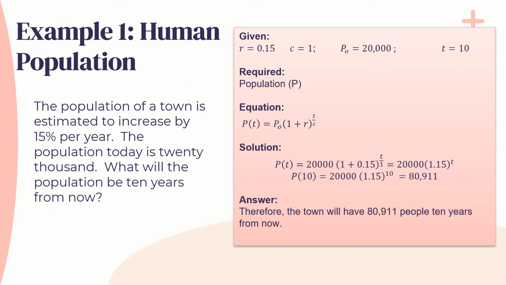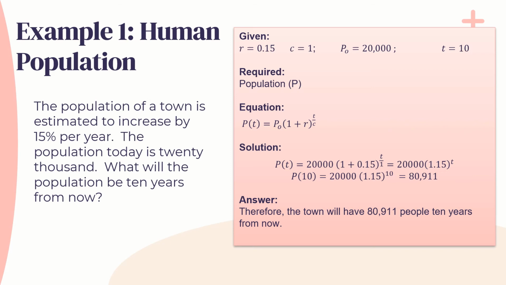Now know that the first example is interconnected with what your mini task 2 is adopting. Like for example, you are going to be finding the equation or the model, and then the second one is you're going to be graphing, and then the other one is you're going to be finding the expected population of a certain barangay in Cagayan de Oro. Like this one, the population of a town is estimated to increase by 15% per year, so they have a constant rate. The population today is 20,000. What will be the population 10 years from now?